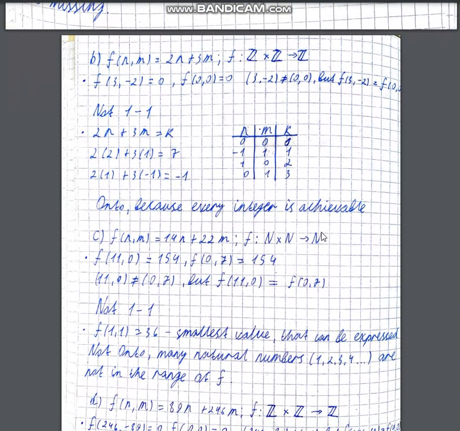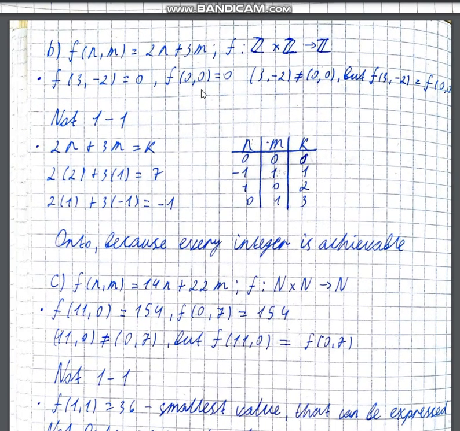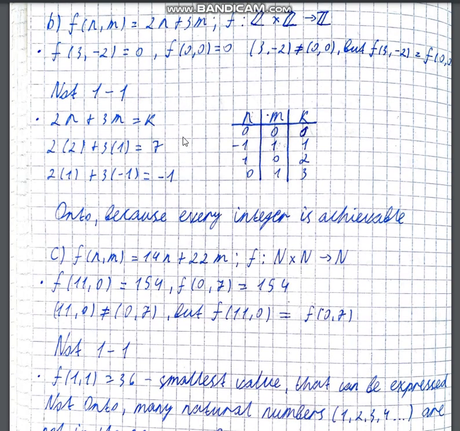So part B, this function is also not one-to-one. I gave a counterexample here, and it is onto because if we construct a function by taking any integer, we can get every integer in output. So every integer is achievable.